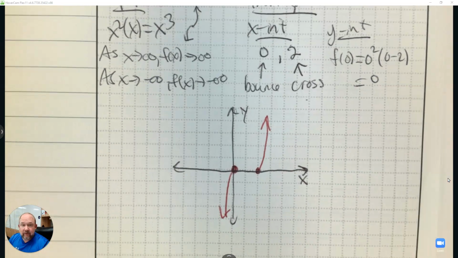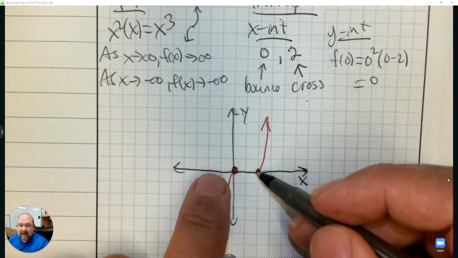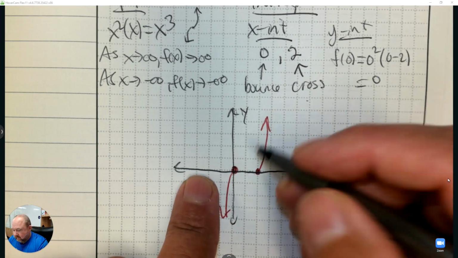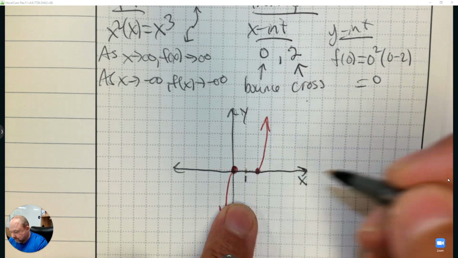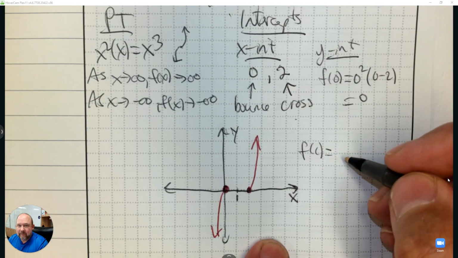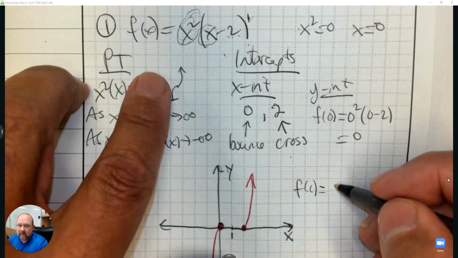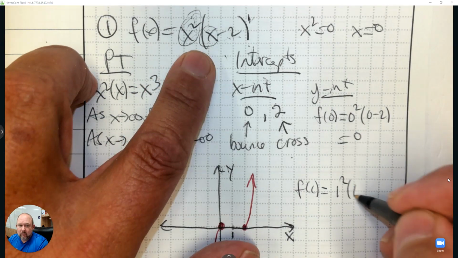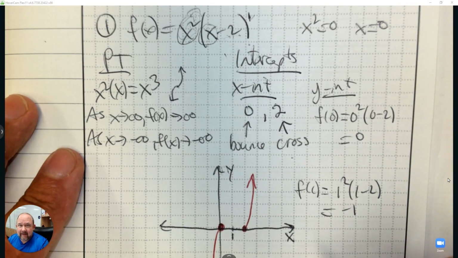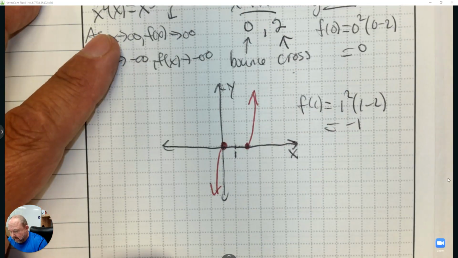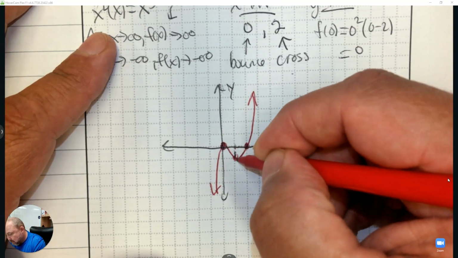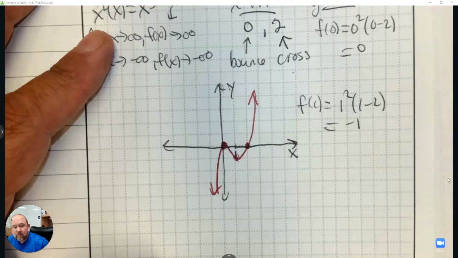And the last thing I want to find are the turning points. So I look at the x-intercepts and look for a number in the middle between them. So that number is 1. And so I'm going to plug 1 into the function and get an answer. So I'm going to go 1 squared, 1 times 1 take away 2, and then solve it. So if I solve that, I get the answer negative 1. I'm going to put that on my graph. And then I'm going to connect the points.